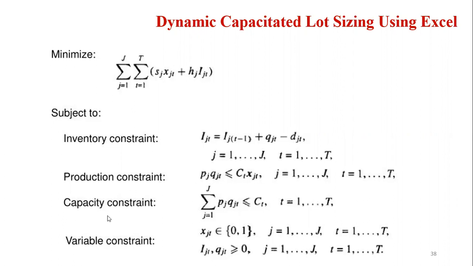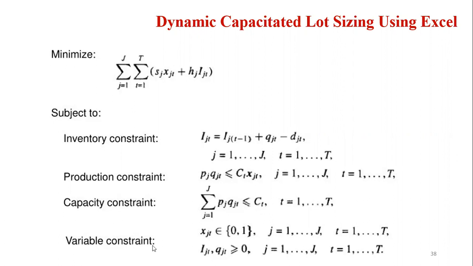And in the end we have a capacity constraint. Again, PJ represents the production time taken to produce a particular product J, and QJT is the production quantity. So this indicates how much capacity we are using, and that must be less than or equal to CT. Remember that right now we are considering the capacity in terms of time, meaning how much time we have available.